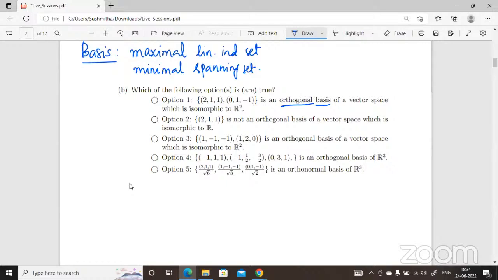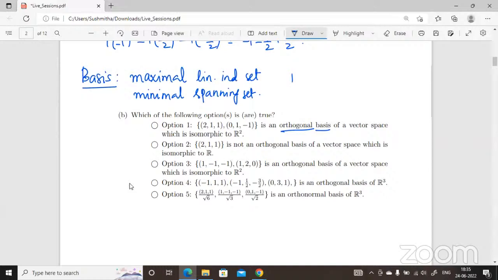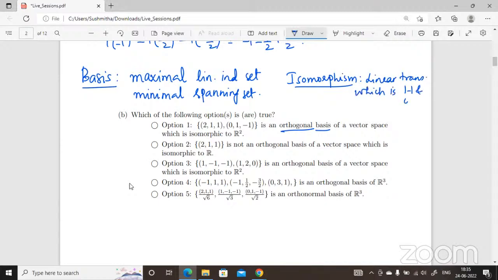So the question is, is it an orthogonal basis of a vector space which is isomorphic to R2? What is an isomorphism? It is both injective and surjective, which means it is bijective. A linear transformation which is bijective. One-one and onto. Perfect. So now what are we interested in?